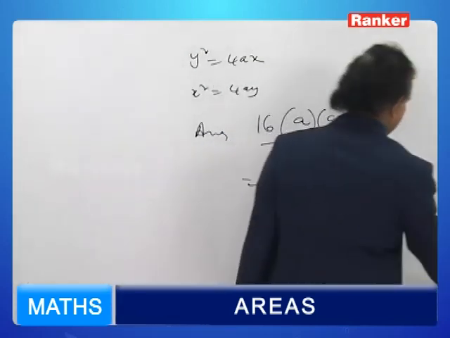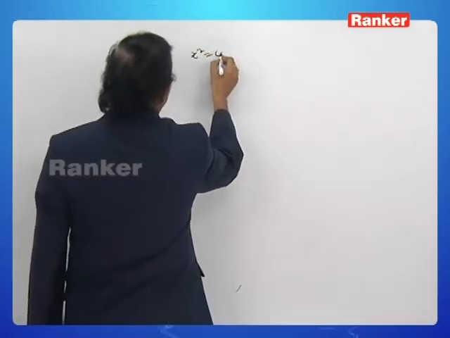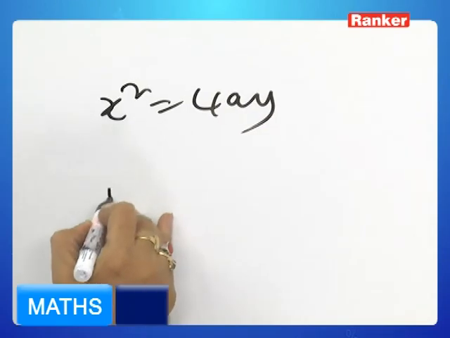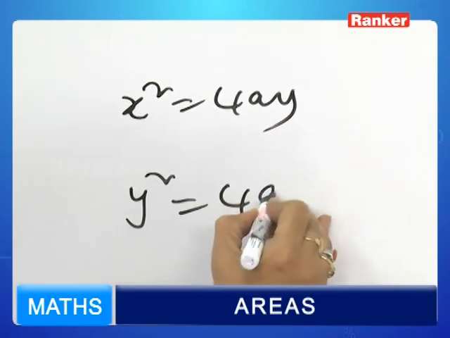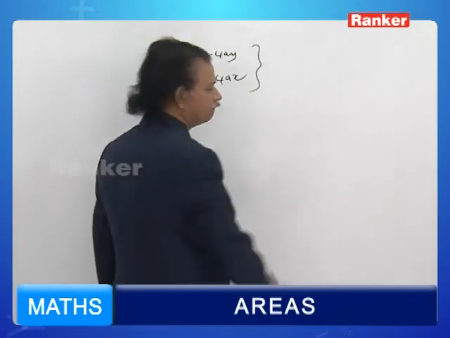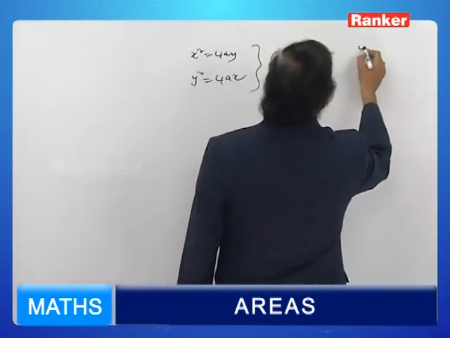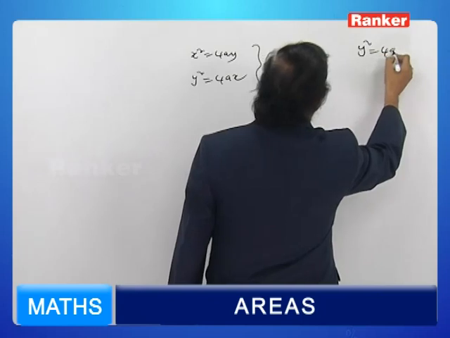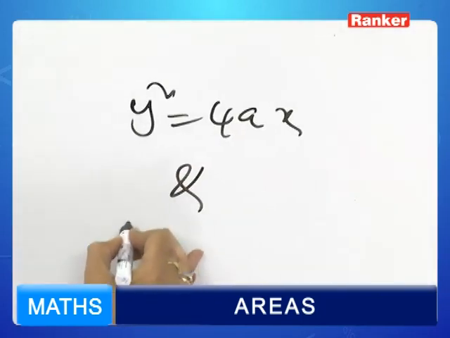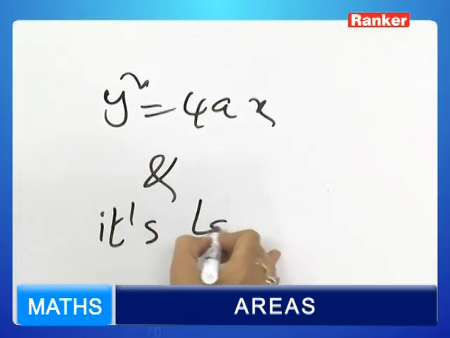Good. Next. X square is equal to 4ay. Y square is equal to 4ax. These are two curves. Y square is equal to 4ax and its latus rectum.